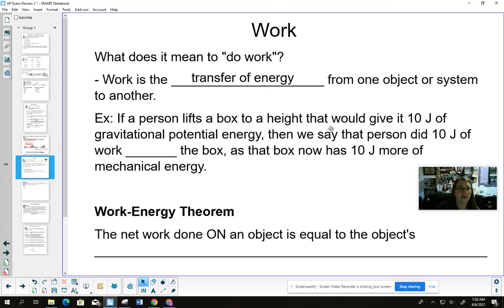If a person lifts a box that would give it 10 joules of gravitational potential energy, then we can say the person did 10 joules of work on the box, as that box now has 10 joules more of mechanical energy, right? Again, if I have my phone here, the phone-Earth system, if I lift it higher, I am transferring more potential energy to the phone-Earth system by doing that lifting, right? I did work to lift that phone, and the work I did transferred more potential energy to my phone. So I did the work, which transferred energy to my phone.